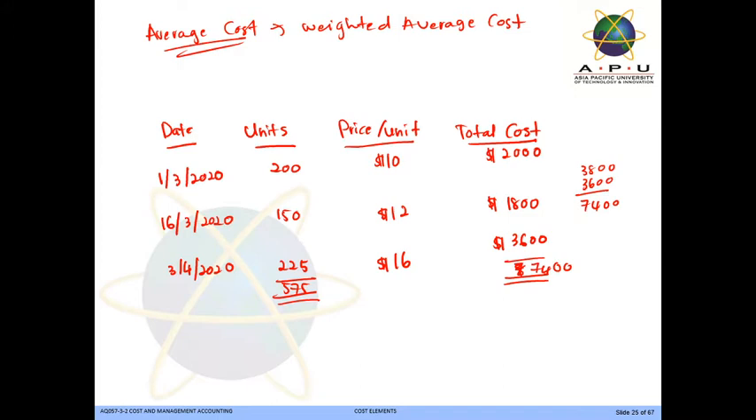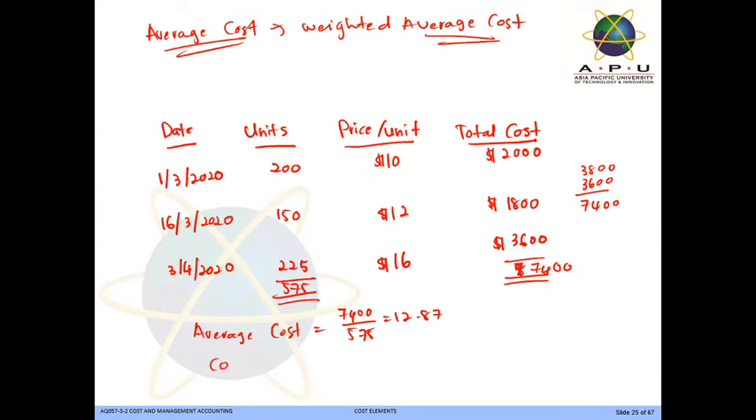Okay, from here, you divide the total cost. How do you get the average cost? Total cost 7,400 divided by 575 is 12.87. So this is the average cost that we want to calculate.